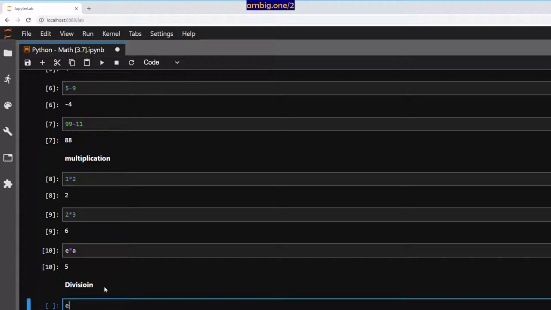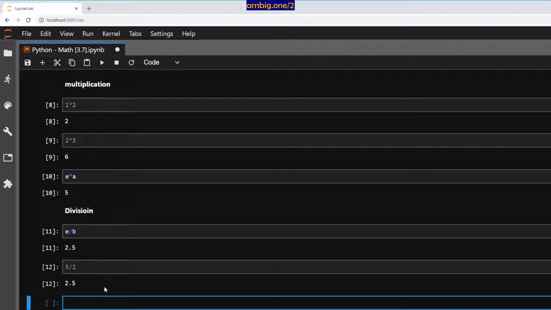Division is, let's do E by B, 5 by 2, that is 2.5. 55 by 2, that is 27.5. Then exponent or power.